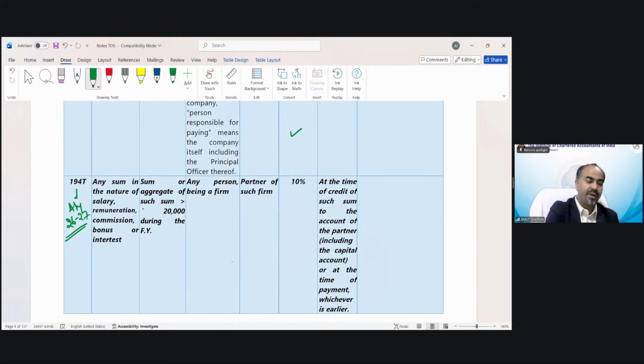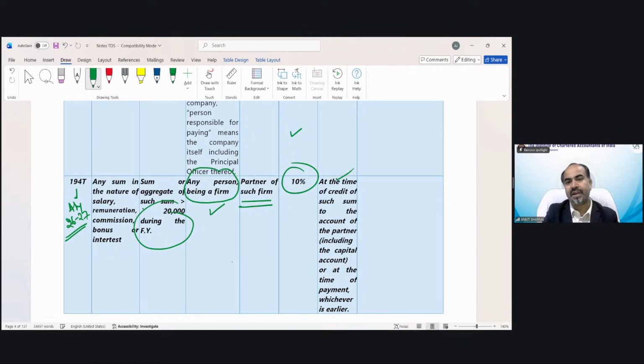Section 194T. When a partnership firm pays any salary, remuneration, commission, bonus, or interest to a partner, then that firm needs to deduct TDS if it is exceeding 20,000 in a financial year. So, of course, if the sum exceeds 20,000, who would be the payer? The payer would be only the firm. Who would be the payee? Partner of the firm. Rate of TDS 10% at the time of credit or payment, whichever is earlier.